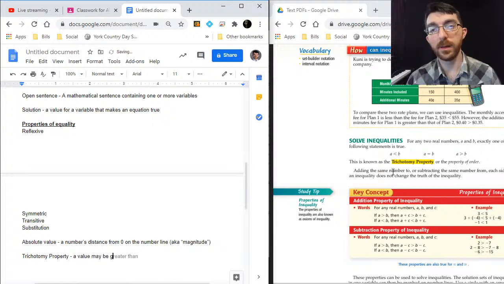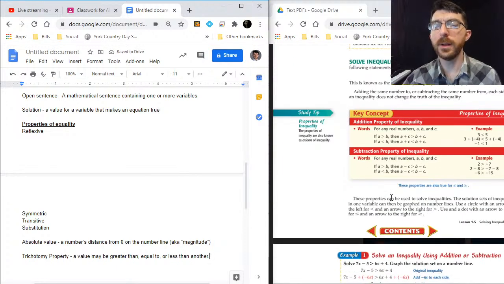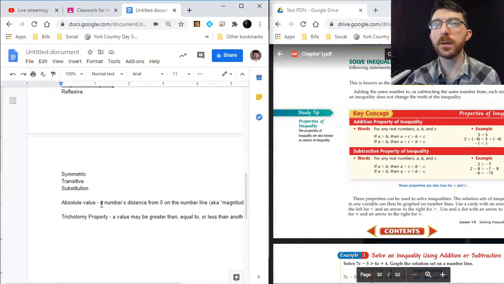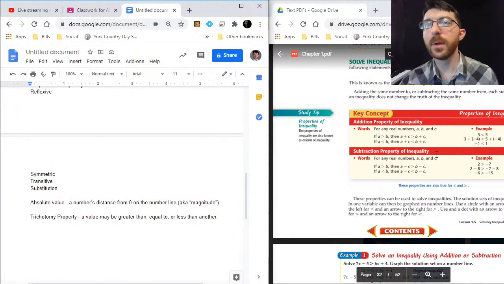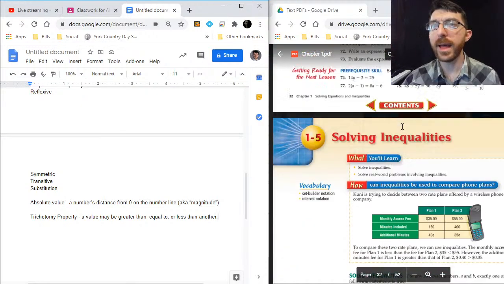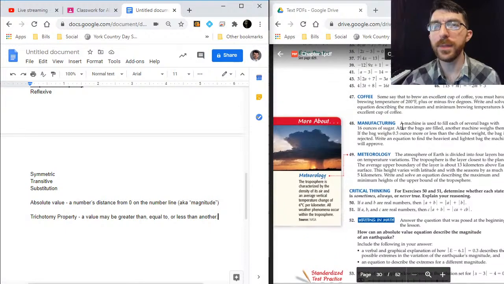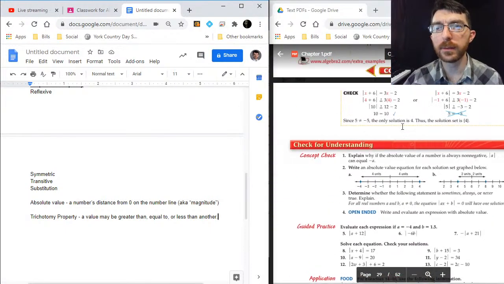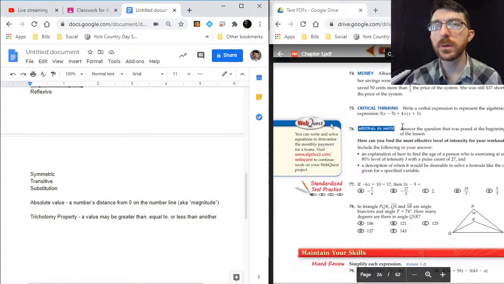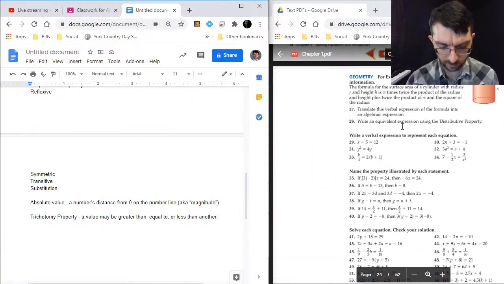Value may be greater than, equal to, or less than another. Okay. Addition. So was there an addition property of equality? Okay, so this is messed up. There's an addition property of inequality and a subtraction property of inequality. That should have been introduced after the addition property of equality and the subtraction property of equality, and I don't believe it was. Where are those properties of equality?